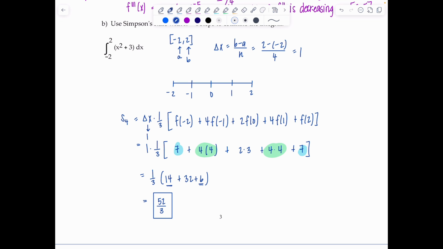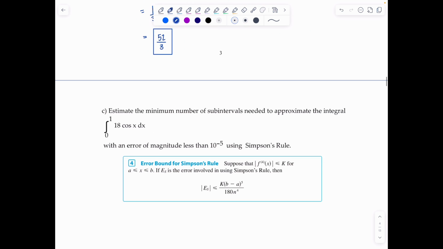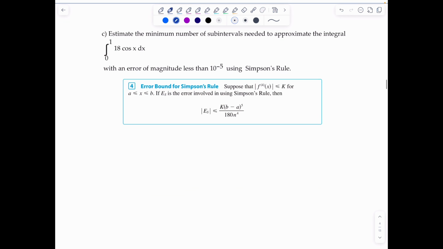Beautiful. Okay, one more. Estimate the minimum number of subintervals needed to approximate the integral from 0 to 1 of 18 cosine x dx with an error of magnitude less than 10 to the negative fifth using Simpson's rule. Okay, so in this case, I gave them also the formula for the error bound for Simpson's rule.